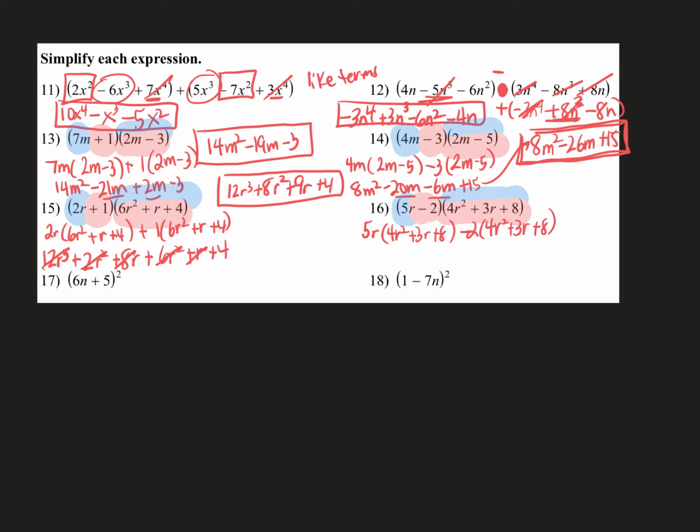5r times 4r squared is 20r cubed. 5r times 3r is 15r squared. 5r times 8 is 40r. Negative 2 times 4r squared is negative 8r squared. Negative 2 times 3r is negative 6r. Negative 2 times 8 is negative 16. Combine like terms. 20r cubed does not have a like term.